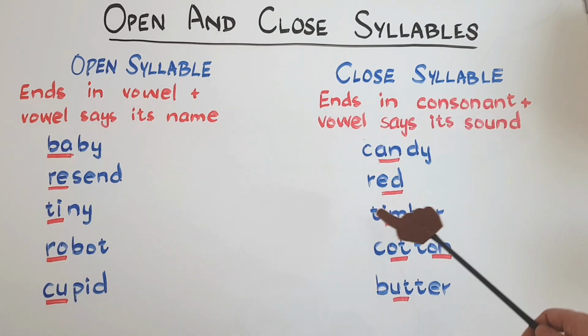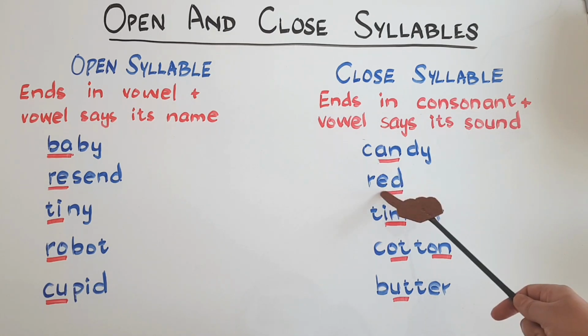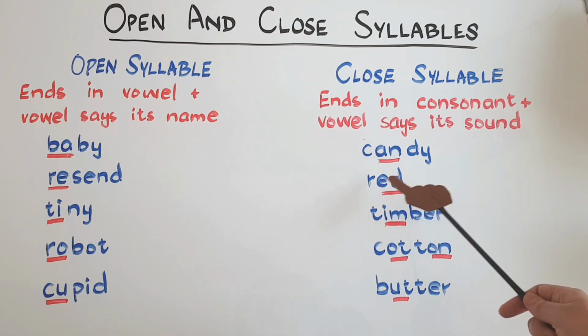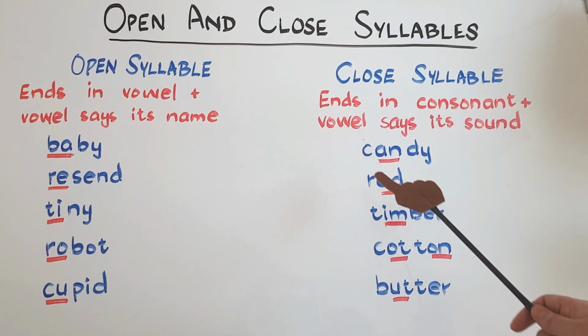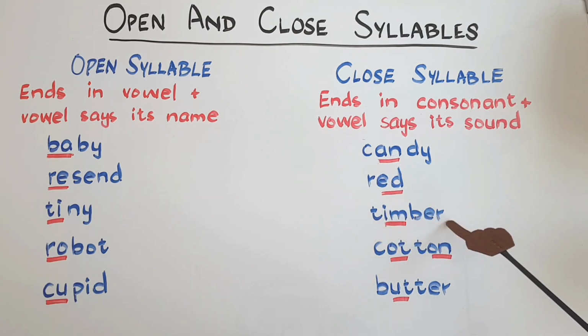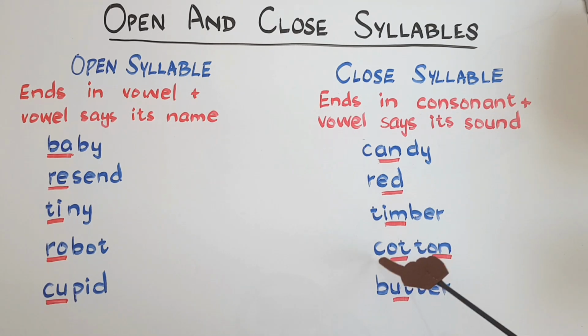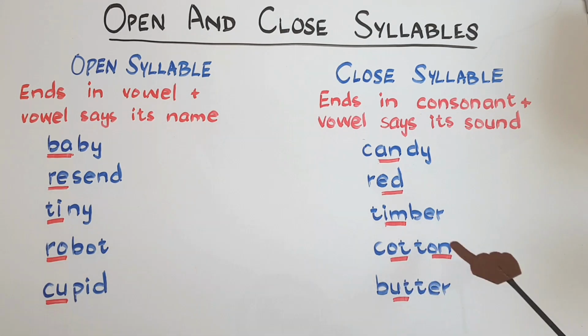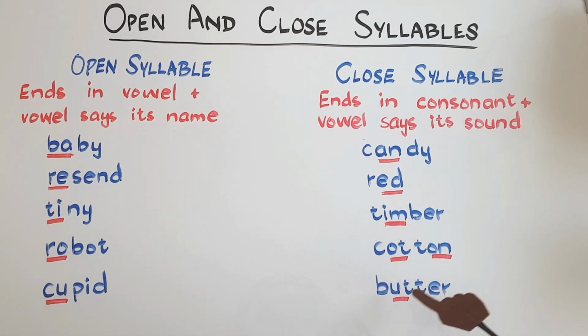Candy. R, e, d, red. After E, we have D, the consonant. So we shall say the short sound of this. Timber, t, i, m, tim. Cotton, c, o, t, cot, and again we have a vowel with a consonant, so ton, cotton. Butter, b, u, t, the short sound of u is uh, so here this vowel is saying its short sound because of the consonant right after it.